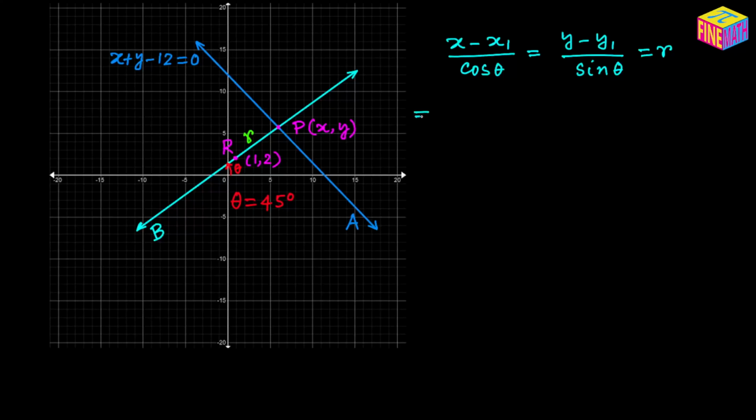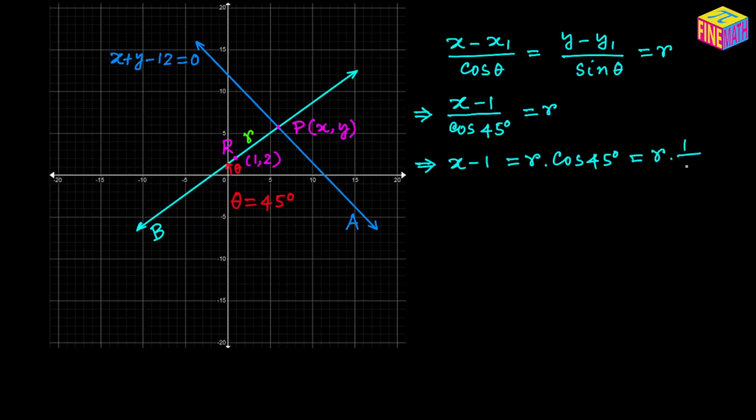So then we can write it like this: x minus 1, which is the x coordinate of R, over cosine of 45 degrees, that is equal to lowercase r. From here we can say that x minus 1 is equal to r times cosine of 45 degrees, and this can be written as r times 1 over square root of 2. From here we can say x must be equal to 1 plus r times 1 over square root of 2, or we can write it as 1 plus r over square root of 2. So that is the value of x.